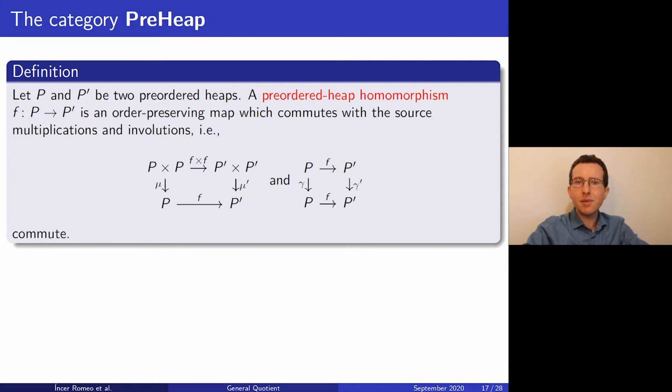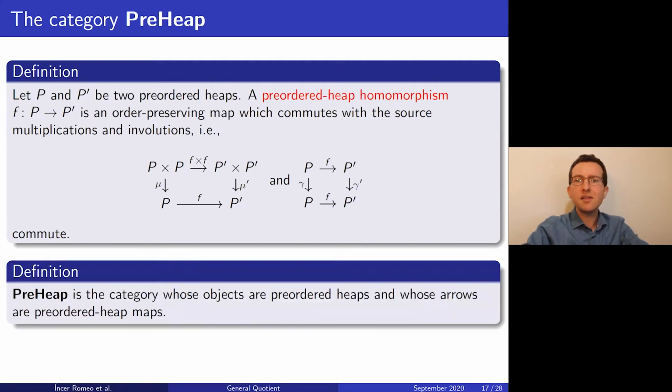And now that we have maps between preorder heaps, we can define a category of preorder heaps to be defined as a class of preorder heaps together with arrows being given by preorder heap maps. This is a category that we have at our disposal now.